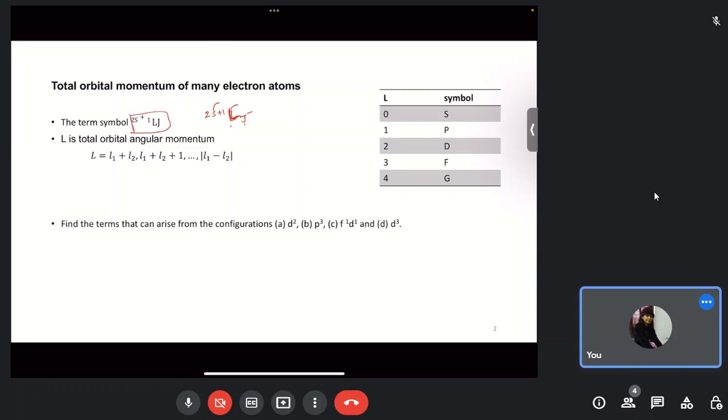If the L value is 0, the associated alphabet is S, and if the L value is 1, the associated alphabet is going to be P, and if the L value is 2, the associated alphabet is going to be D. If the L value is 3, the alphabet is going to be F, and similarly if the L value is 4, it is going to be G.